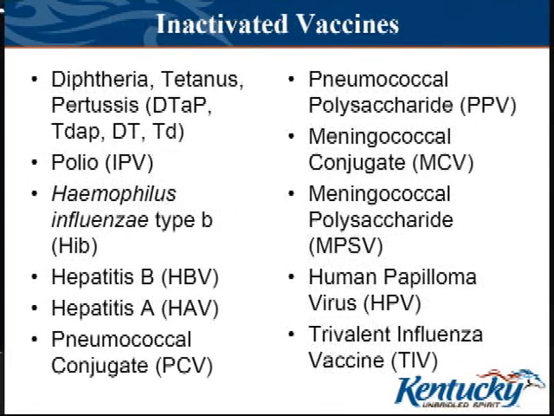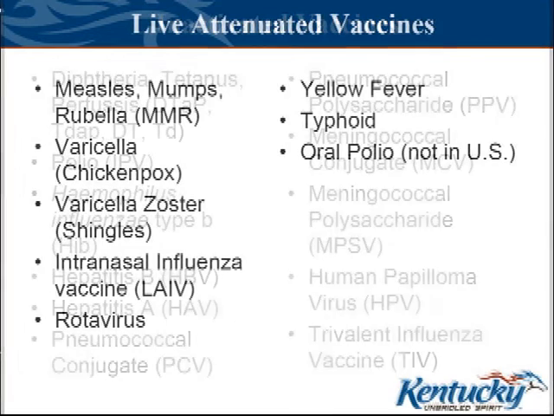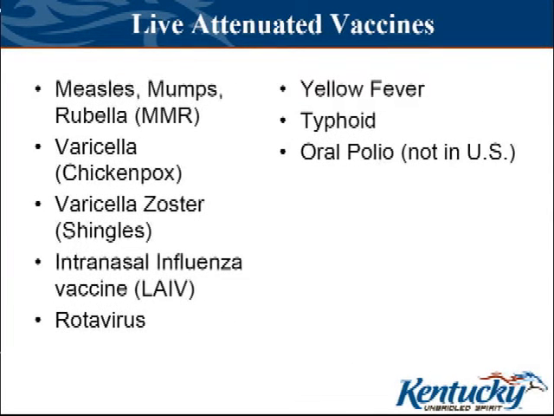This is a list of the inactivated vaccines that are currently recommended for children, and the majority of the vaccines that we give are inactivated. And this is a list of the live attenuated vaccines. The ones on the left-hand side are the ones that you will be giving in the health department clinics, and the ones on the right, yellow fever, typhoid, those are travel vaccines. Some of your health departments may still do travel vaccines, but I think the majority of them do not. So these would be given in a travel clinic. Oral polio is not used in the United States anymore, but it is used in other countries.